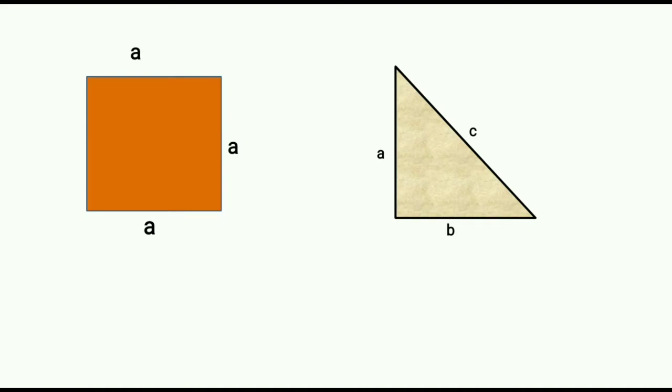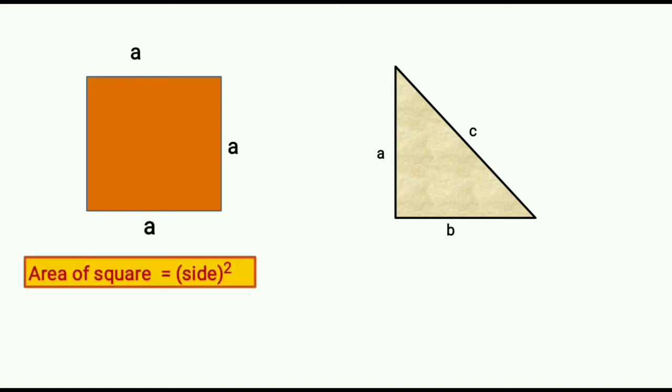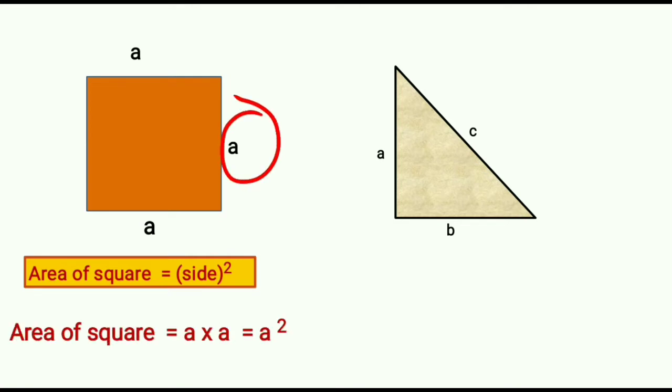As you all are familiar with these two figures. Yes, these are square and right angle triangle. Area of square is side square. If we have a square of side A, then area of square will be side multiply side, that is A multiply A, that means A square.